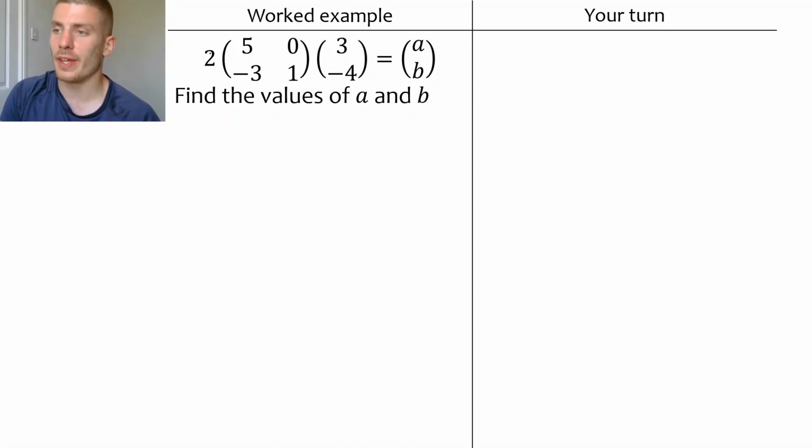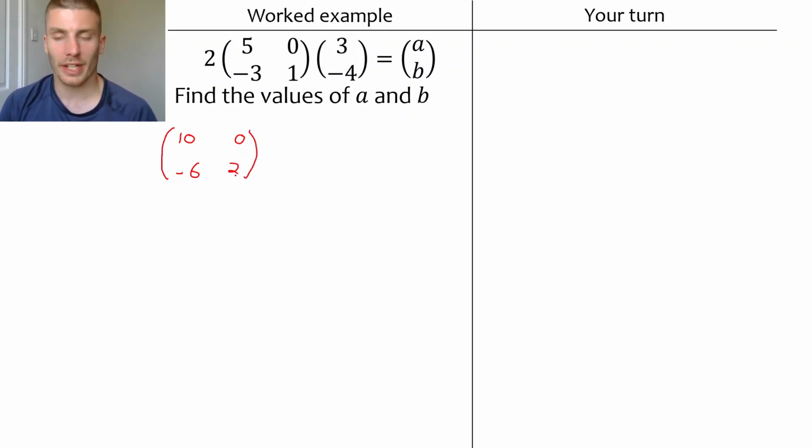Actually, first of all, you've got this number here, 2, which you want to multiply through with the first matrix. So let's go and do that. You just times every number in the matrix by 2. Now if I do that, 2 times 5 gives me 10, 2 by 0 gives me 0, 2 by minus 3 gives me minus 6, and 2 times 1 gives me 2. So I've just distributed that 2 on the first matrix.